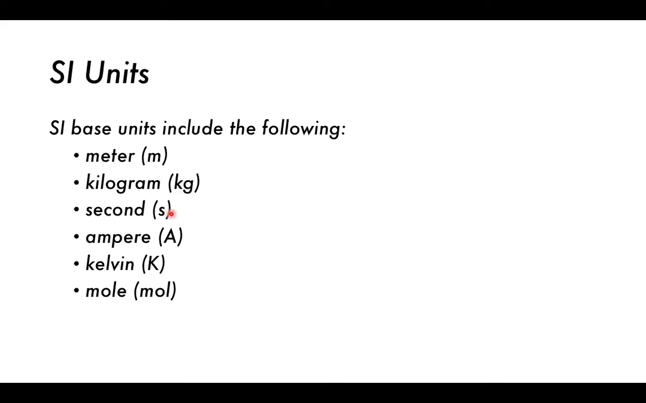Seconds, then, those are our measure of time. We can have milliseconds, we can have longer, we can have minutes, we can have hours, we can have days, and so on. Then amperes, those are a unit of current.